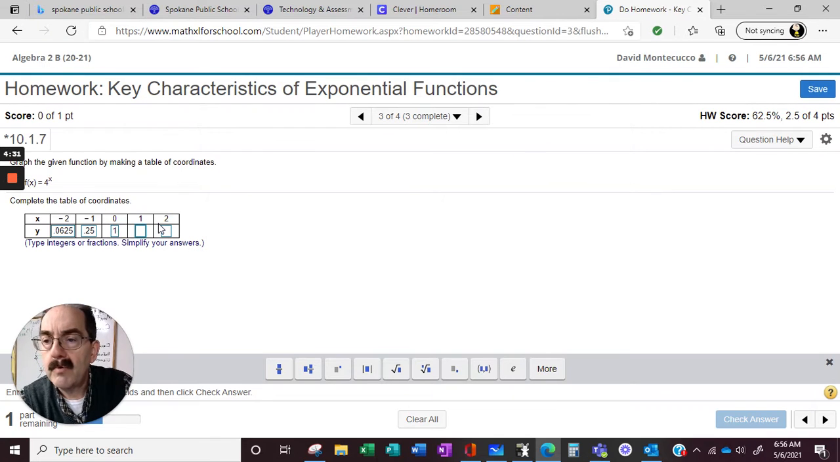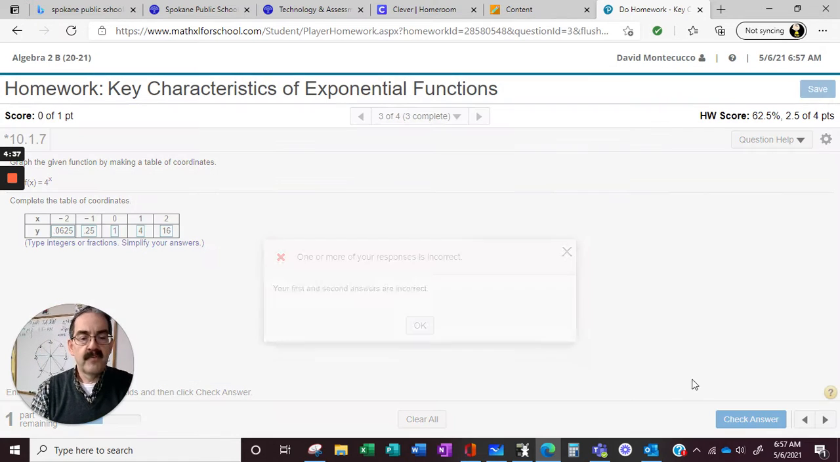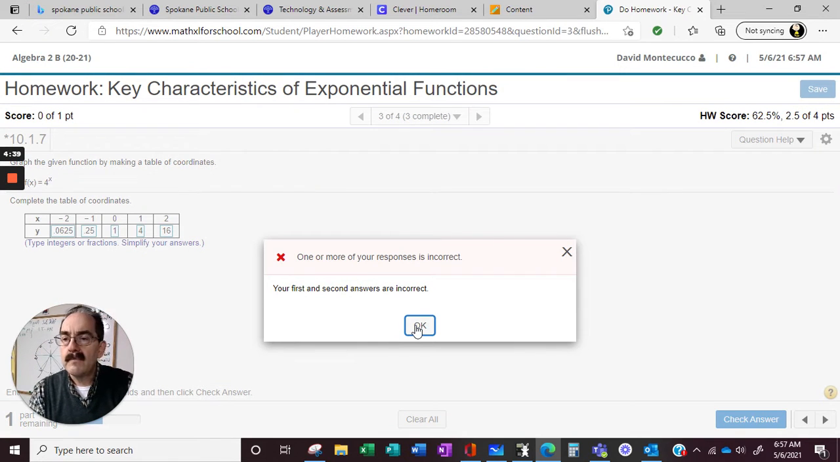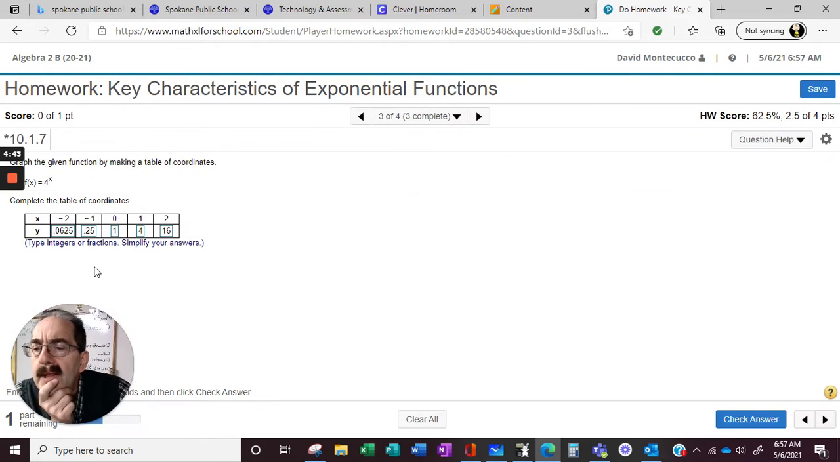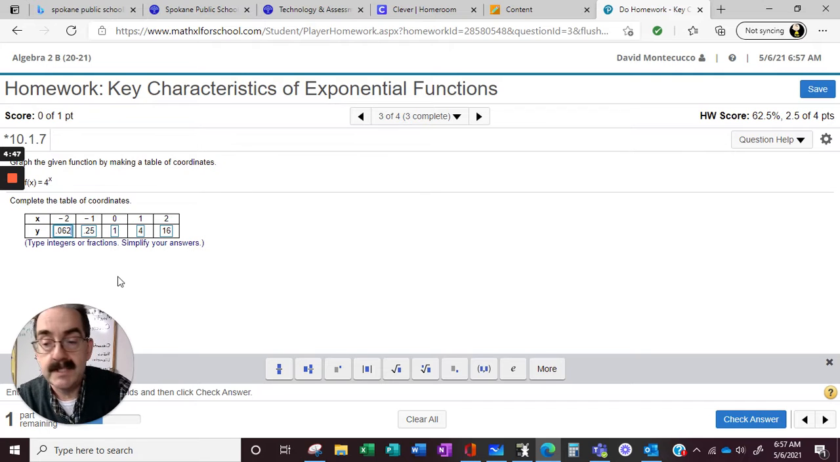Put a 0 in, we get a 1. Put a 1 in, we get a 4. Put a 2 in, 4 squared is 16. Okay? So hopefully that was helpful. First and second answer are incorrect. Type in integers or fractions. Oh, see? I'm not starting very well today, am I?